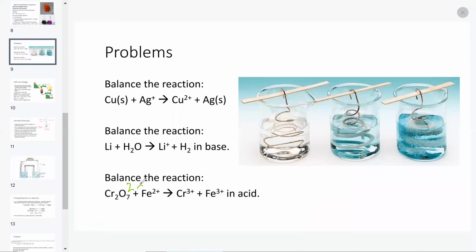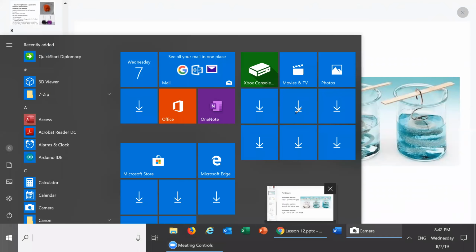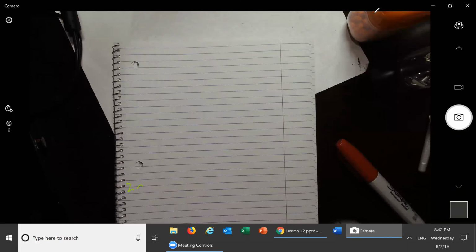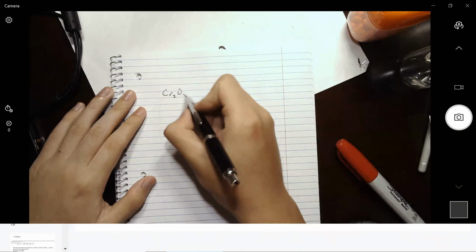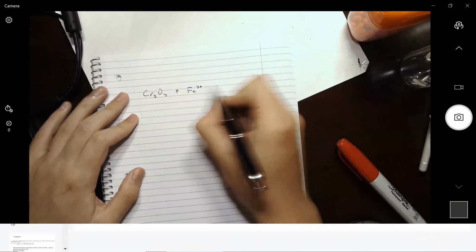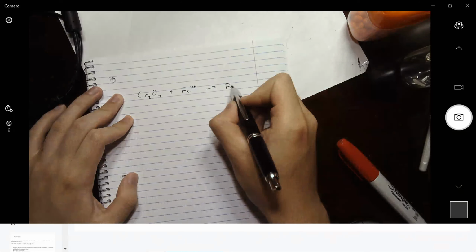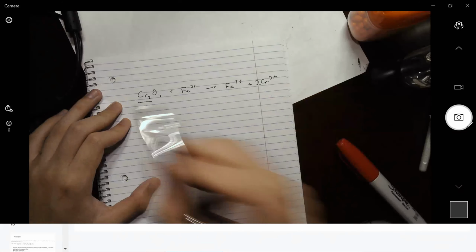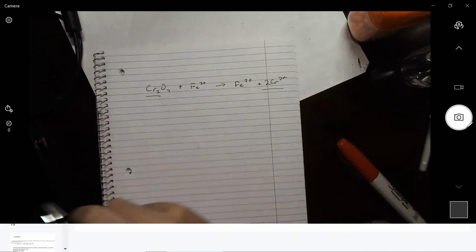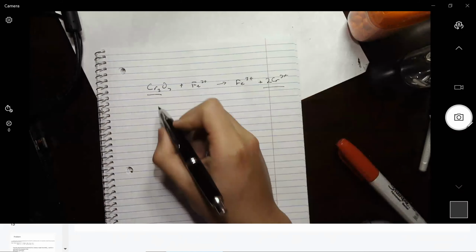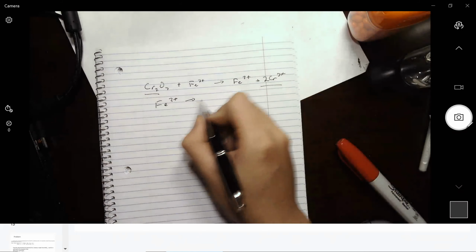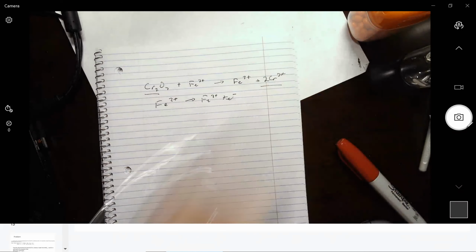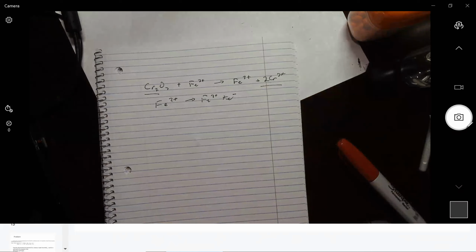It should be Cr2O7 2 minus, not Cr2O7, which does not exist. But we'll just do this. Notice we have 2 chromiums here, so we need to put 2 chromiums there. The first reaction is pretty obvious. It's just Fe2 plus goes to Fe3 plus plus e minus, right? The second one is probably a bit difficult though.